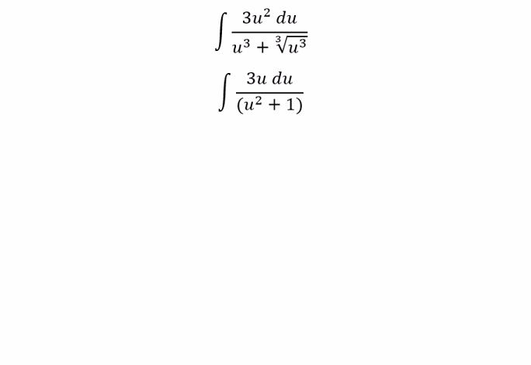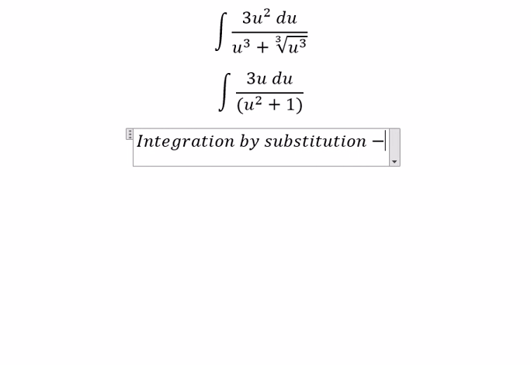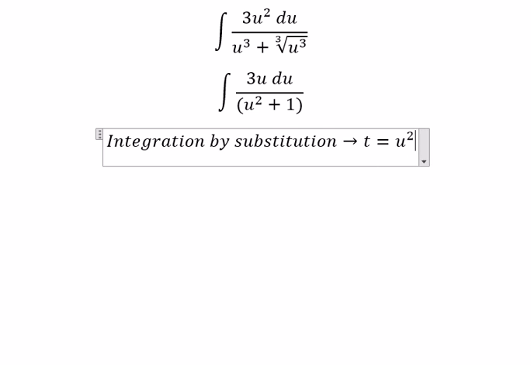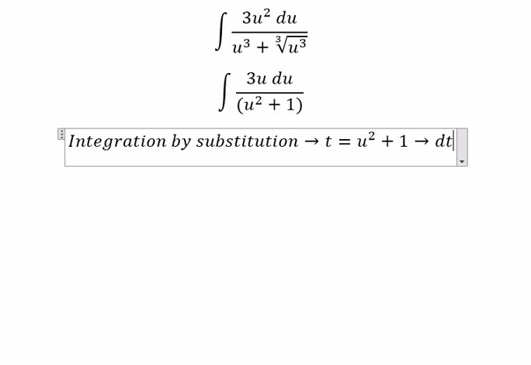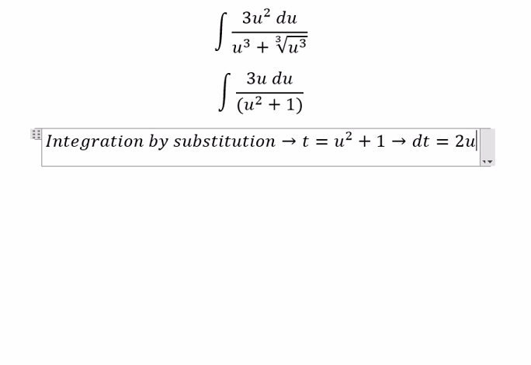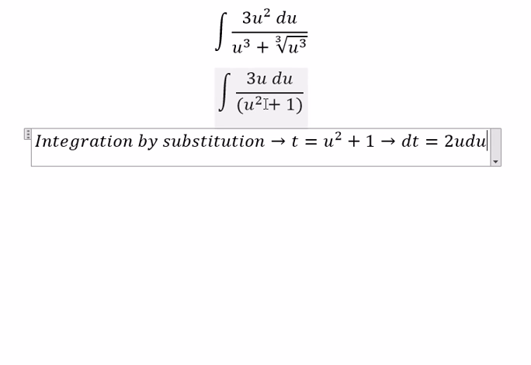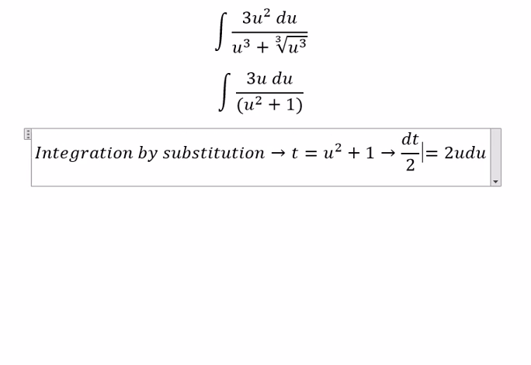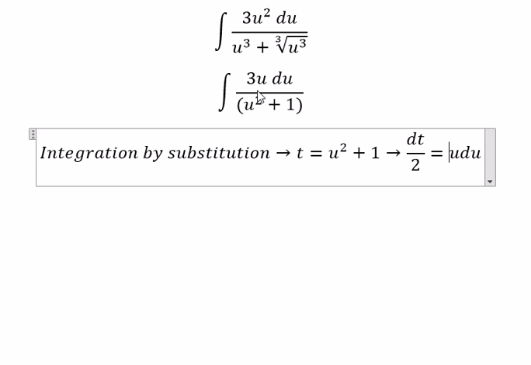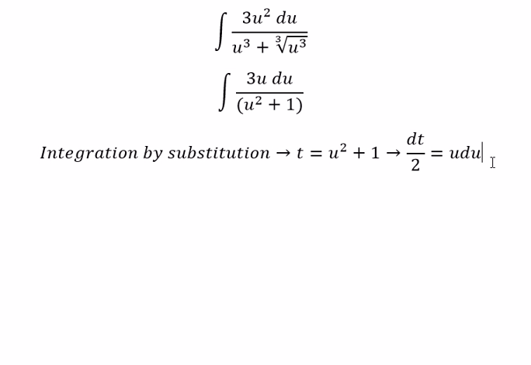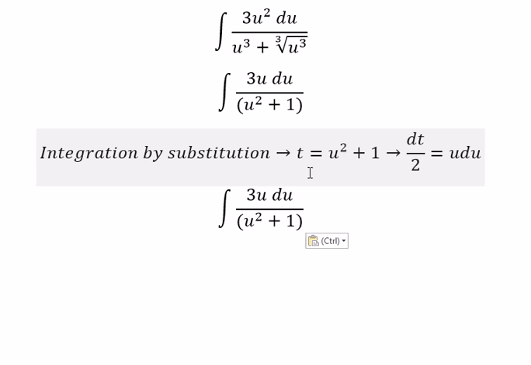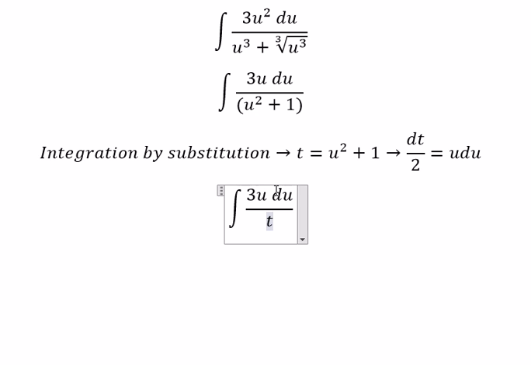Next, we can use integration by substitution. So you get t equal to u squared plus 1, dt equal to 2u du. Because we don't have the number 2, we divide both sides by the number 2. This one we change for t. u du we change for dt over 2.